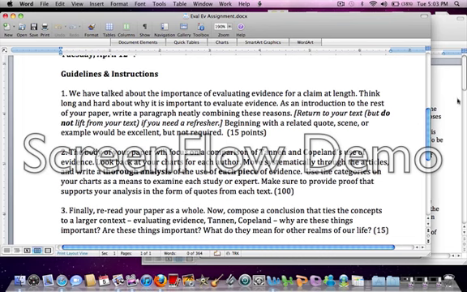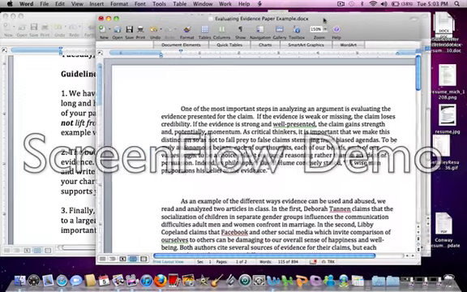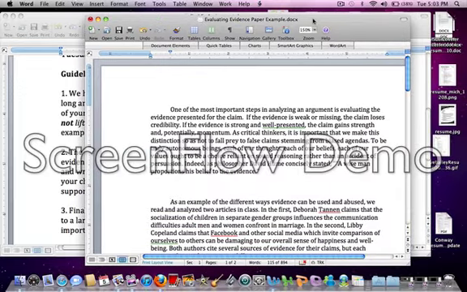Let's take a look at an example introduction. Here's what the introduction would look like if I wrote it. Obviously, yours will be different, but I just want to give you accurate expectations of how to envision this assignment. One of the most important steps in analyzing an argument is evaluating the evidence presented for the claim. If the evidence is weak or missing, the claim loses credibility. If the evidence is strong and well presented, the claim gains strength and potentially momentum.